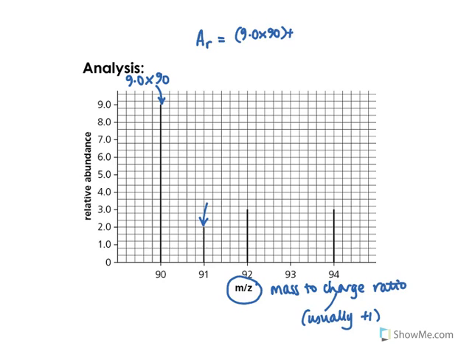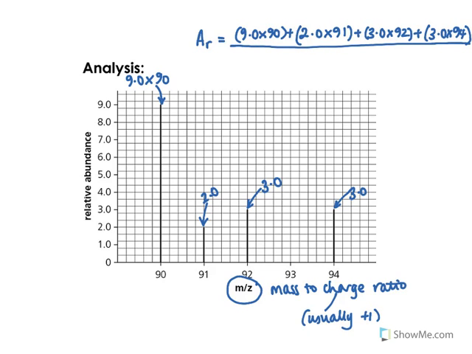plus down here we've got 2.0 at 91, so 2.0 times by 91, plus here we've got 3.0 times by 92, and finally on this end here another 3.0 times 94. That's the total mass of all of those ions. Divide that through then by the number of them that we have added together. So 9.0 plus 2.0 plus 3.0 plus 3.0 to get that relative atomic mass.